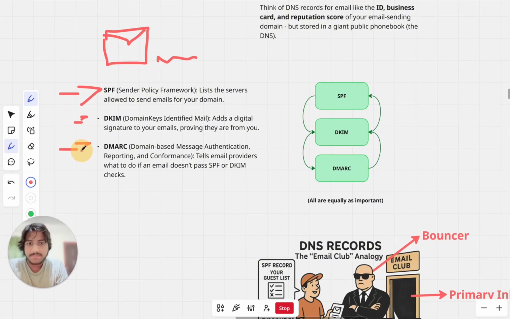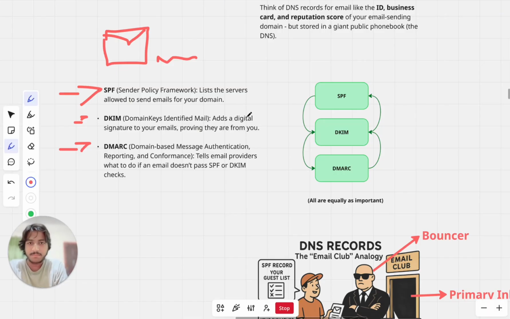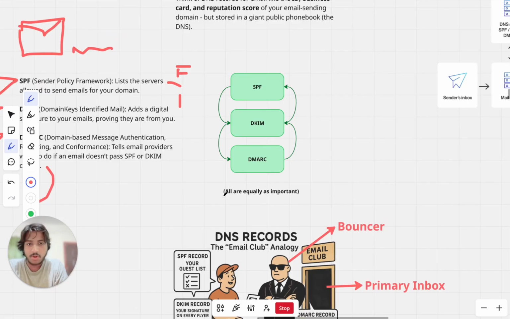DMARC, domain-based message authentication, reporting, and conformance. I never know the meaning of this, honestly. It tells the email provider what to do if an email doesn't pass SPF or DKIM. So it's basically like a guideline or SOP for Gmail or whatever inbox it is, right? It basically says, if the sender does not pass these, like it's a test, if it fails both of them, what should we do? And most of the time, it just decides to put you in spam. But I want you to treat all of these as equally important.